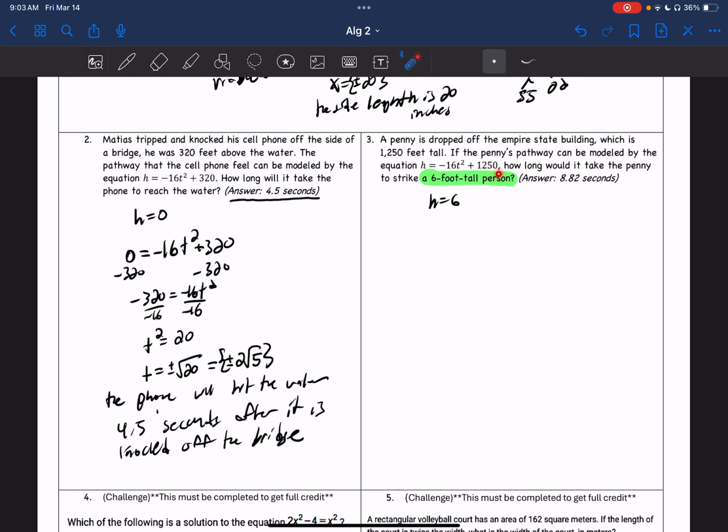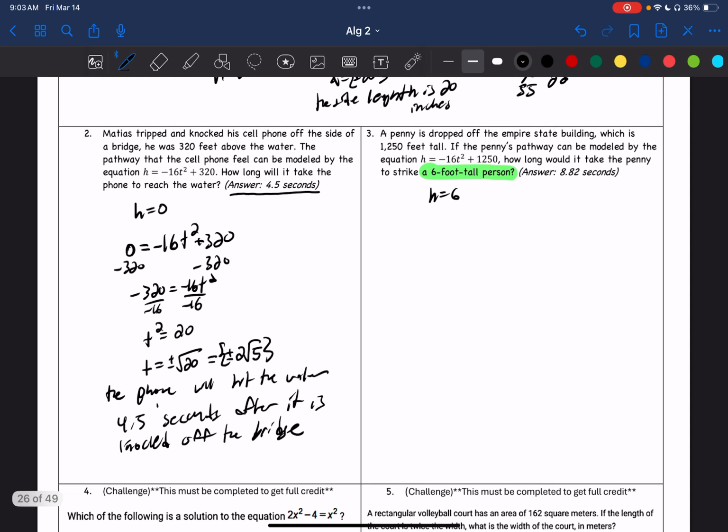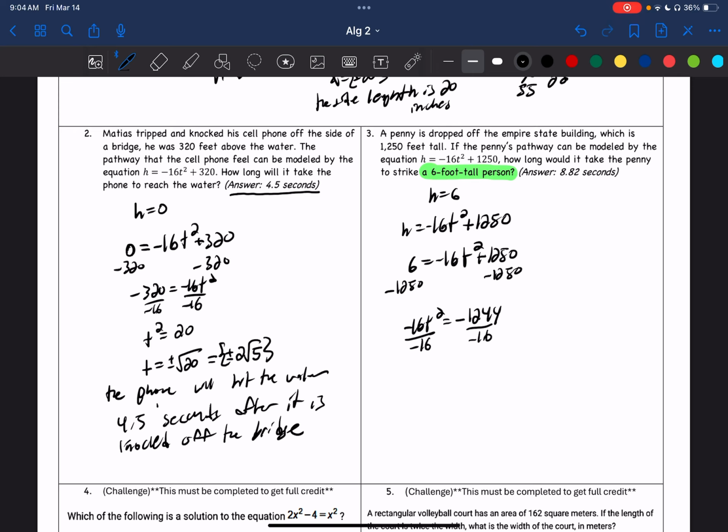We start at 1,250 feet. It needs to fall until h is equal to 6. So that would look like h is equal to negative 16t squared plus 1250. That means that 6 has to be equal to negative 16t squared plus 1250. We would subtract 1250 from each side. You get negative 16t squared is equal to negative 1244. And we're going to divide by negative 16, divide by negative 16.